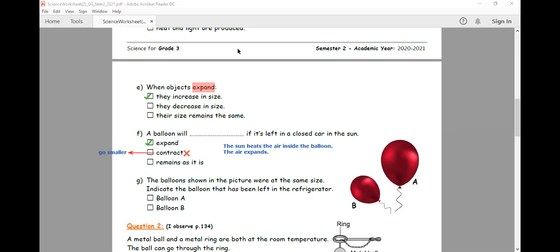Balloon B, miss. Why? Because if we left it in the refrigerator, it will contract. Perfect. Bravo, ya Maya. When we leave things in the refrigerator, they contract, they go smaller. Perfect. Balloon B was left in a cold place, which is the refrigerator. It contracts, it goes smaller, and it contracts and does not expand.